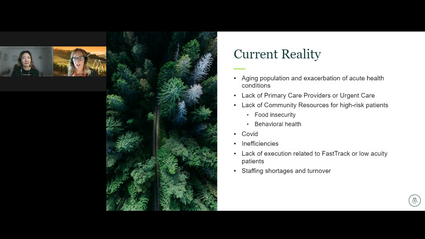So, current reality. Those of you that work in the hospital systems or specifically work in the emergency department know that this slide alone could go on and on. There's lots of issues plaguing the emergency department, but we certainly know that COVID really kicked it off for us here in the last few years. It really heightened all of the inefficiencies that an ER had prior to COVID. So that really has become an issue. We haven't been able to clean all of that up. In addition to the exacerbation of acute health conditions in our population today, we know the population is aging. We know that patients hadn't been seeking medical care for quite some time. So these types of things are really starting to continue to cause impacts in the emergency department.